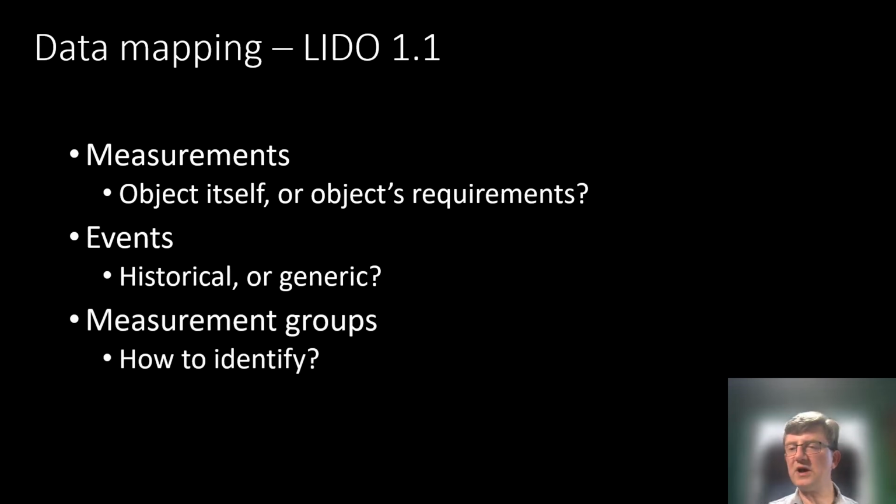We also needed a way of identifying a group of sets of measurements which are all about one thing, for example, an object's temperature requirements. And the LIDO working group assigned a new attribute to the unit of information that contains individual measurement fields to accommodate this. And finally, the LIDO working group added new terms to the LIDO Terminology Authority to support our needs.